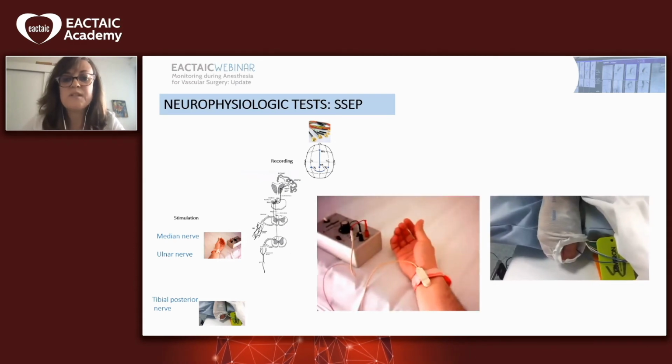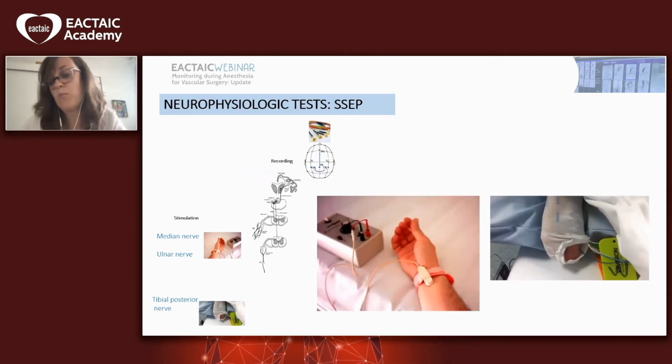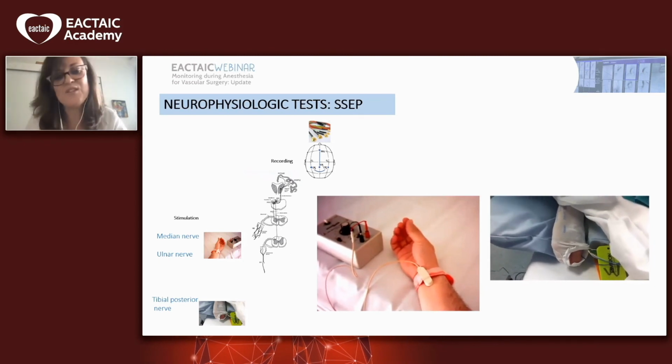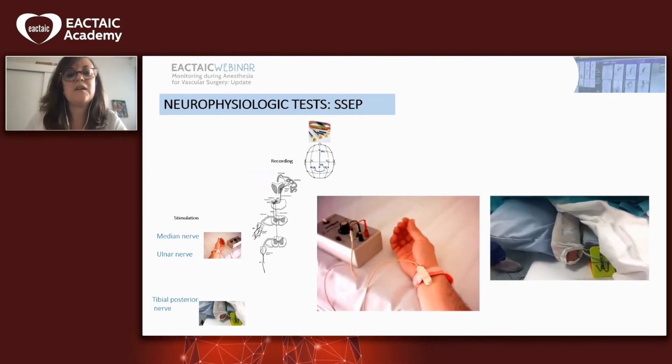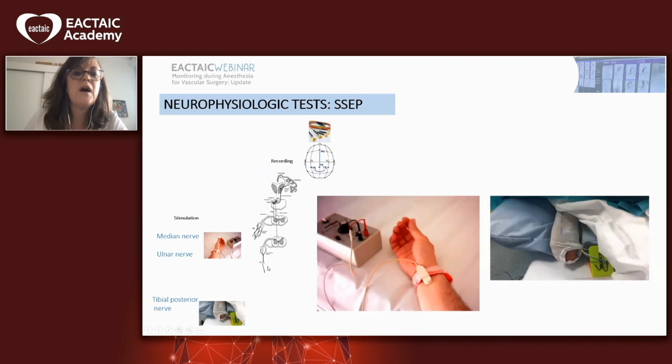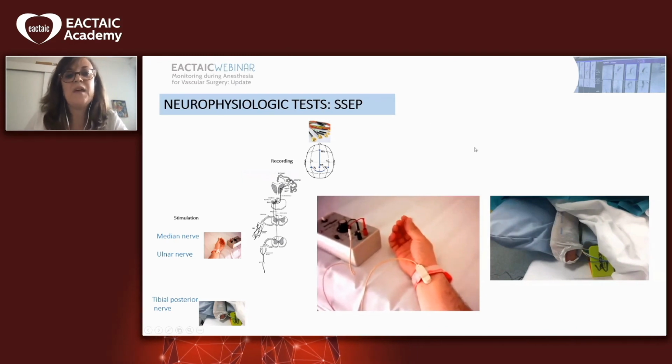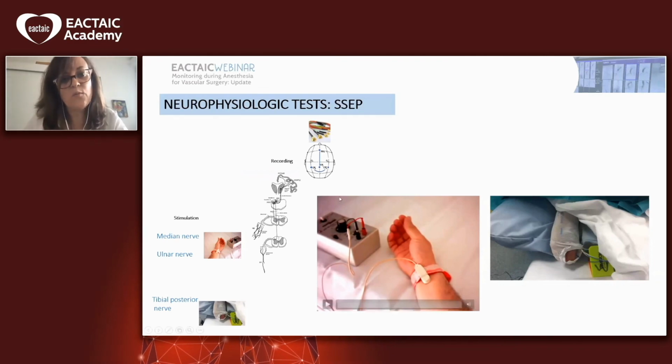So you will see this twitch, but we will be interested in another thing, not in these twitches. We will be interested in the potential that is evoked along the pathway. And of course, the most important will be the cortical potential, which arrives at the contralateral parietal lobe.